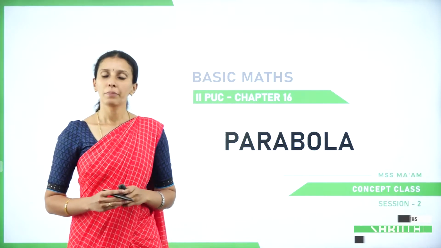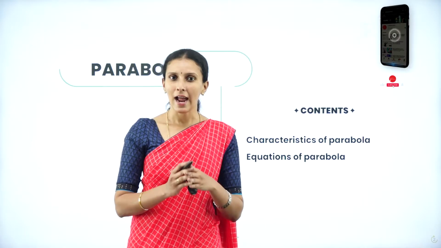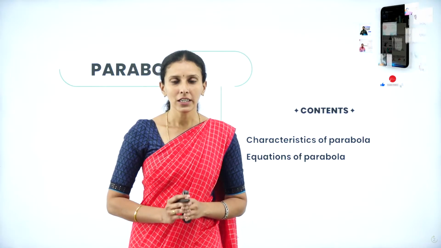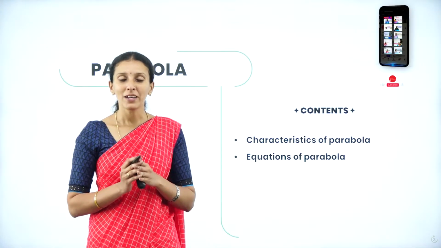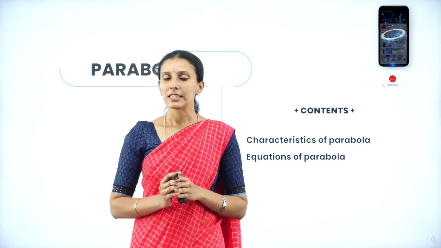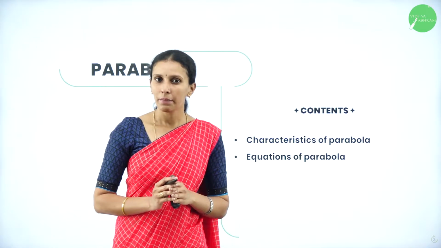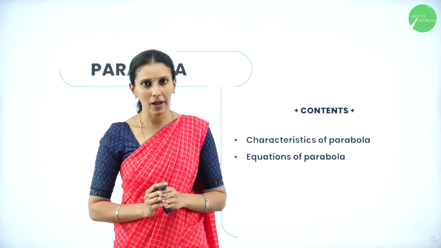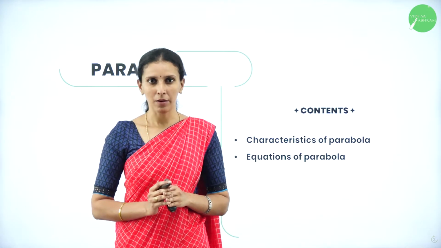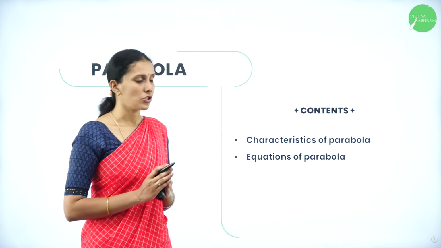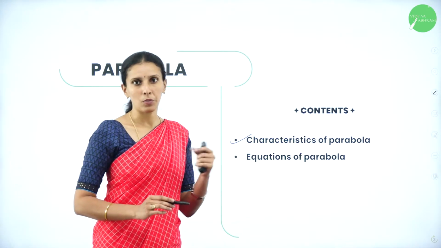In our previous session, we studied the conic section and parabola. Here we also learned about the four special types of parabola, that is right-handed parabola, left-handed parabola, upward parabola and downward parabola, and also the characteristics of these parabolas. In this session, we will be studying the characteristics of parabola.